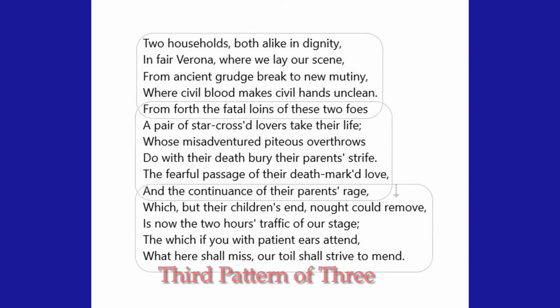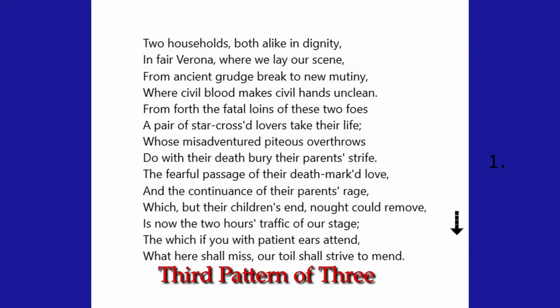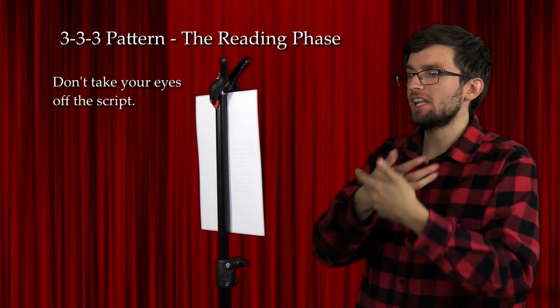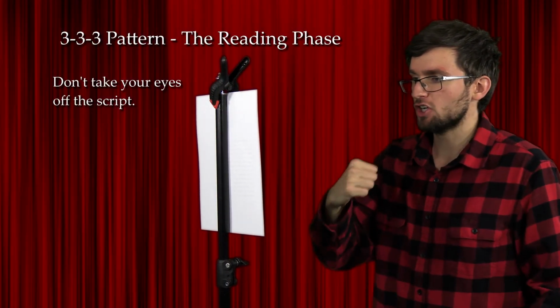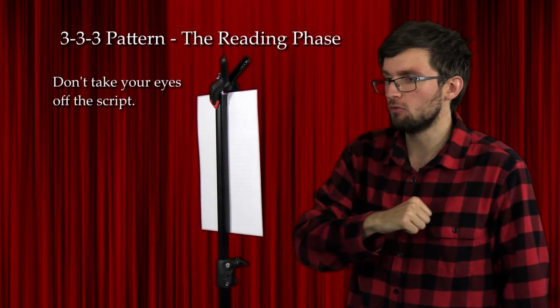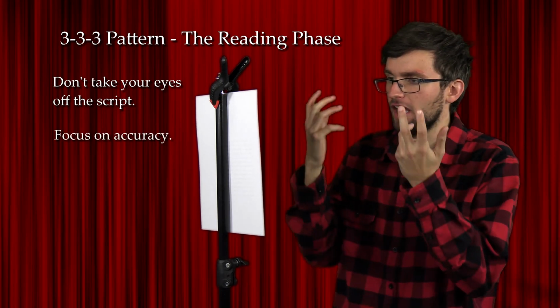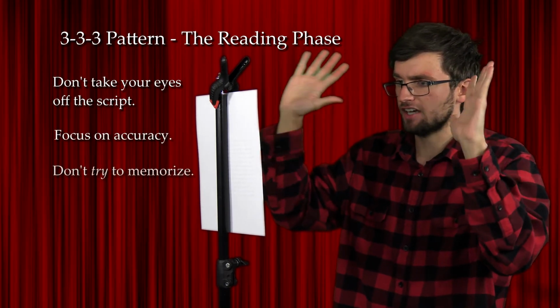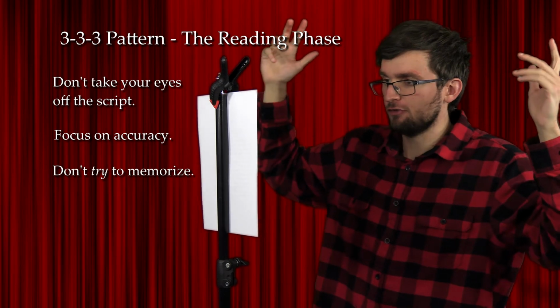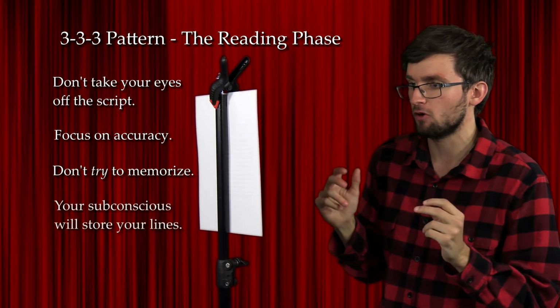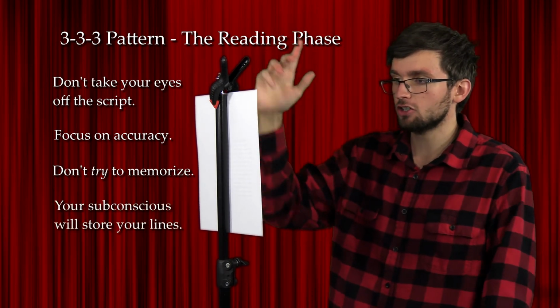The third pattern of 3, where you read the entire monologue from beginning to end 3 times, reestablishes the monologue as a single entity. Don't take your eyes off the script at any time during this phase. You will be tempted, but your goal is to store your lines accurately. Do not make a conscious effort to memorize your lines as you are reading. Turn the heavy lifting of memorization over to your subconscious.